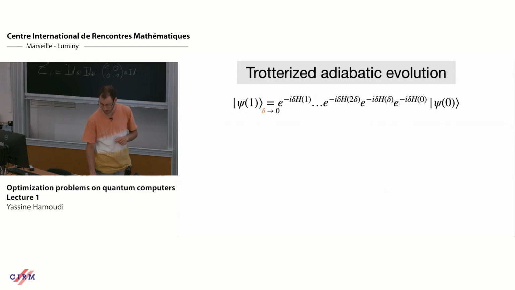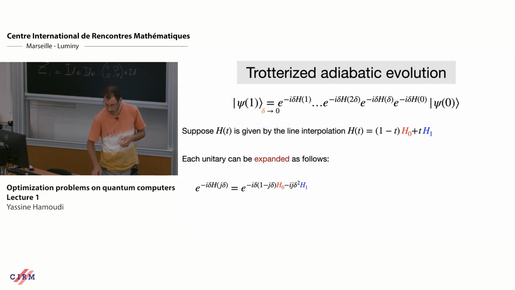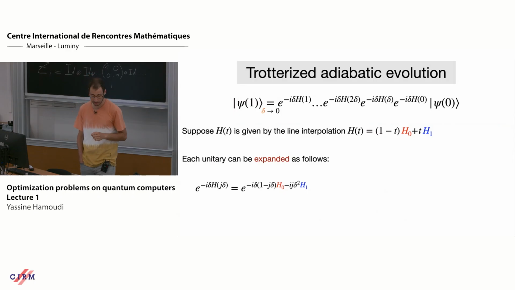So I just put back the equation. Now, suppose H(t) is given by the linear interpolation. This was one possible choice, interpolating between H_0, the easy Hamiltonian, and H_1, the target Hamiltonian. So now we would like to understand how each unitary behaves. Let's just focus on one of them, the j-th one. We can replace H_j delta by the corresponding expression given by the linear interpolation. And we would like to simplify this unitary, give another expression.